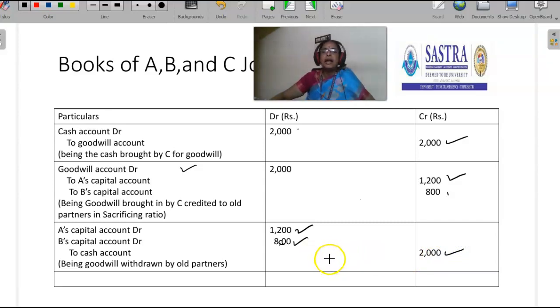They may retain the cash or they may withdraw the cash. Here they withdraw the entire amount, or they may withdraw half of the amount. Further, the entry is A's capital account debit, B's capital account debit, to cash account.